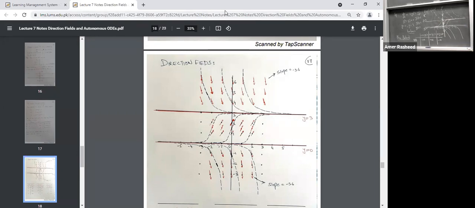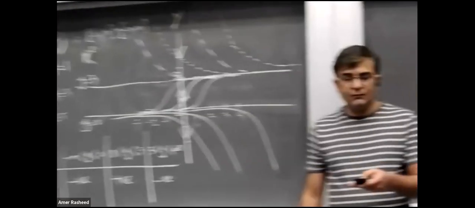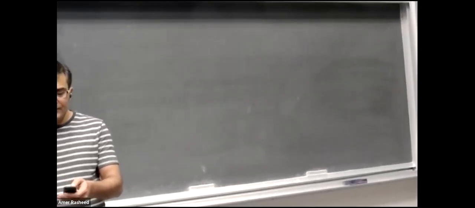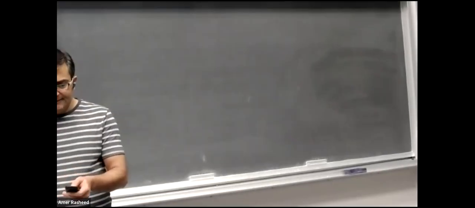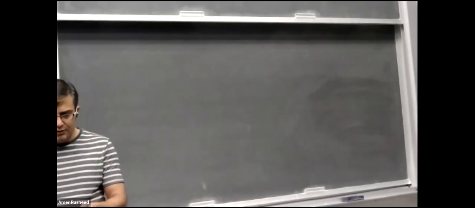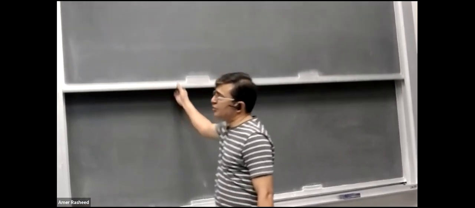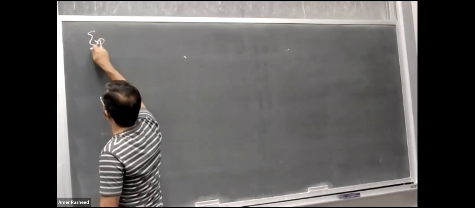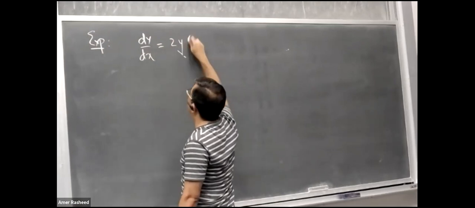Okay, let me stop sharing it and go to the other board. Now, an autonomous differential equation can be solved by using the techniques which we have already discussed. For example, the autonomous differential equation which I have written there on the previous board. It is dy by dx equal to 2y into (3 minus y). Okay, this differential equation can be solved. dy by dx is equal to 2y(3 minus y).